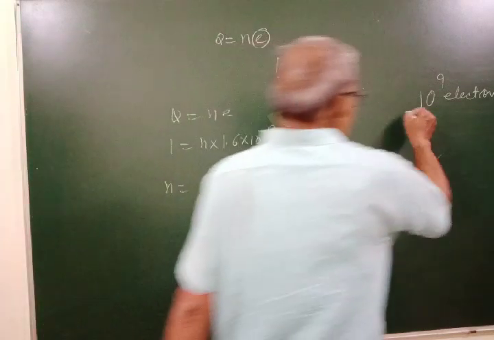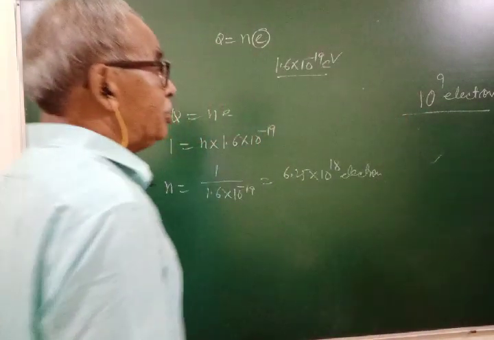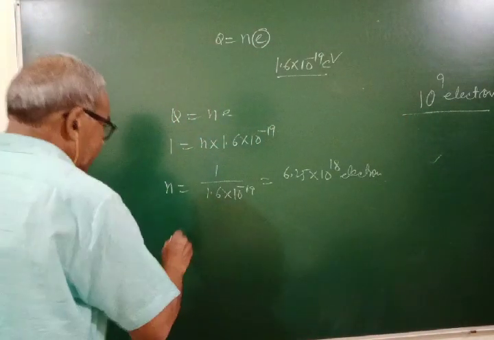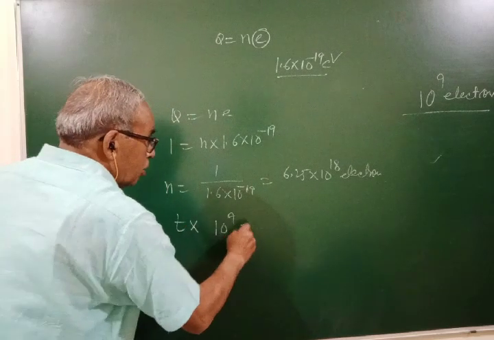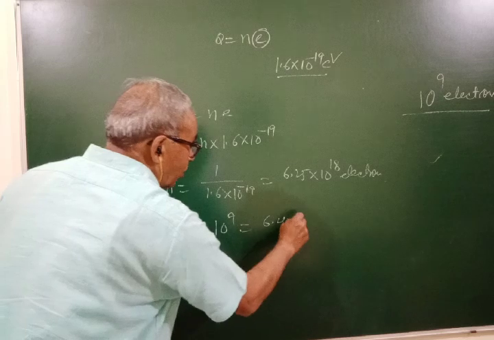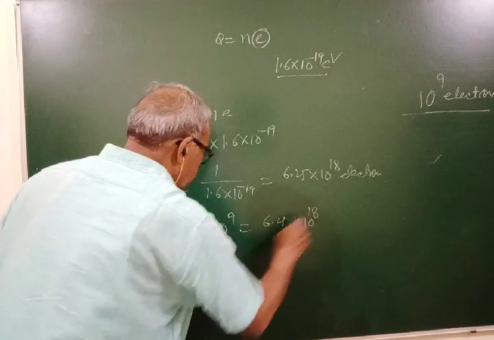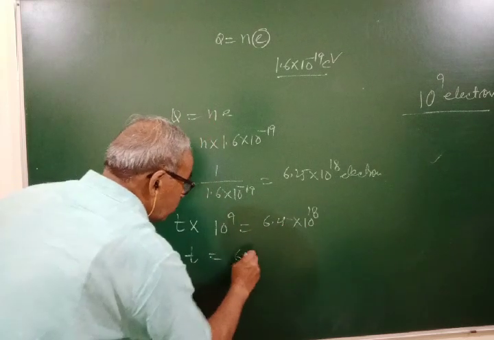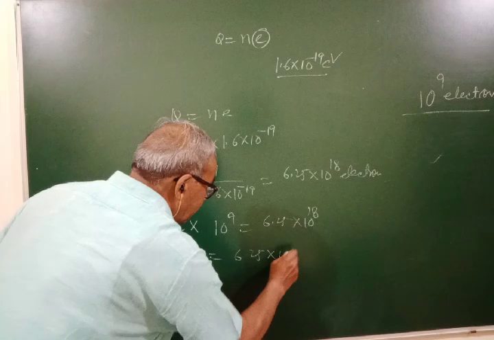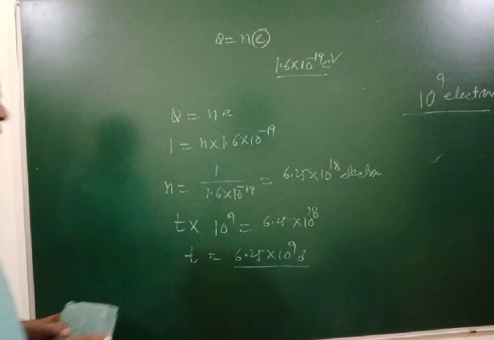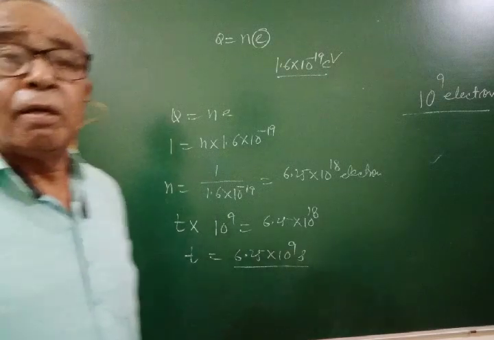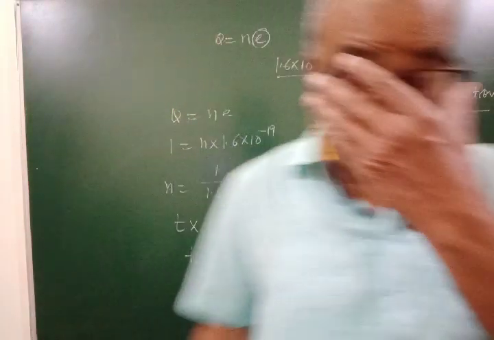10 to the power 9 electrons are taken per second. Suppose the time taken is t seconds. So t into 10 to the power 9 equals 6.25 times 10 to the power 18. So t comes out to 6.25 times 10 to the power 9 seconds. Can you convert this into years?